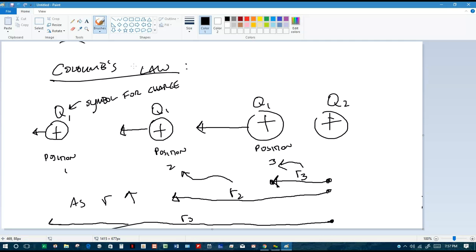Yeah. So as r increases, what's happening to the force? As r increases, the force is dissipating. That's right. Good. So as r increases, the electric force is decreasing, right? Oh, you're showing me the formula right now. Okay. Yep. So that means they're inversely proportional, right? Yeah.